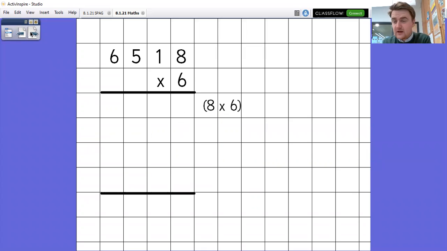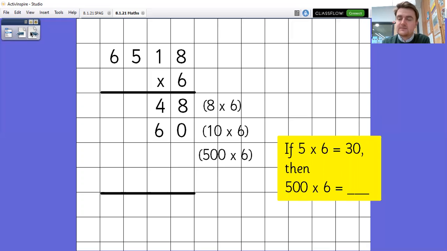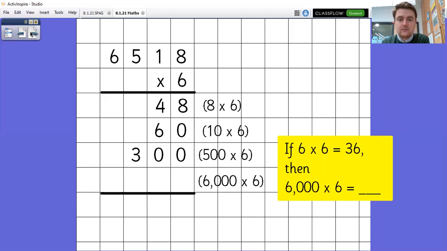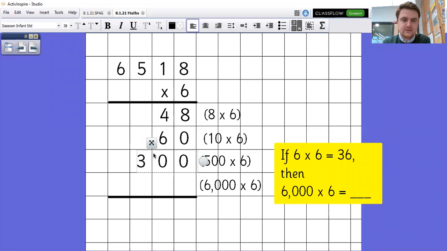So I'm going to do that, and I'm going to do my 4 calculations. So I'm going to do 8 times 6 first, which is 48. 10 times 6 is 60. 500 times 6. If 5 times 6 is 30, then I know that 500 times 6 must be 3,000. My apologies. That's not particularly good.